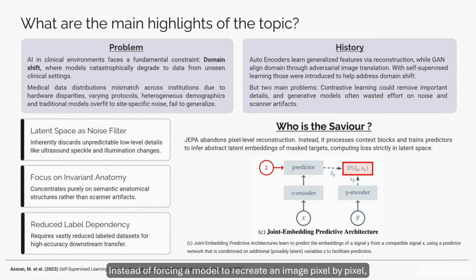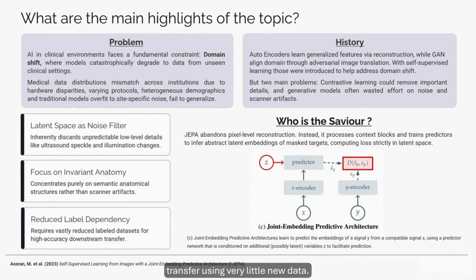Instead of forcing a model to recreate an image pixel by pixel, which wastes its time memorizing local noise, JEPA predicts the abstract latent meaning of the image. By shifting to this abstract representation space, JEPA acts as a natural noise filter. It inherently ignores scanner-specific acoustic artifacts and illumination changes, focusing purely on underlying semantic anatomical structure that remains invariant across any clinical domain. This allows us to create models capable of highly accurate cross-domain transfer using very little new data.